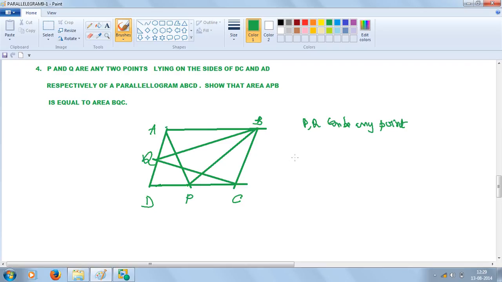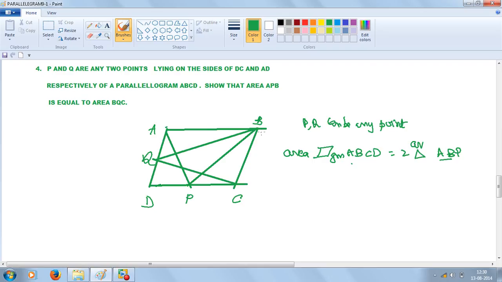So how do we go? It's very simple. Area of the parallelogram ABCD is equal to 2 times the area of the triangle ABP, because of the same base AB. Instead of writing area, we'll just put AR for area of the parallelogram ABCD.